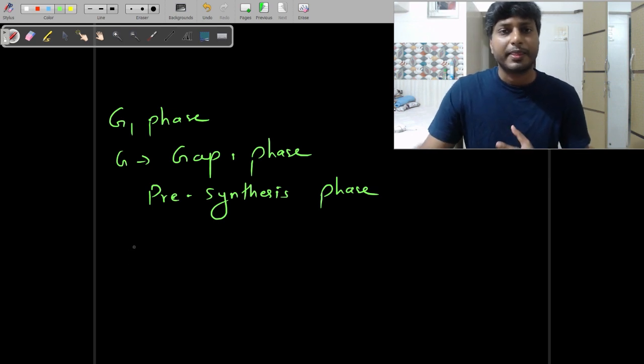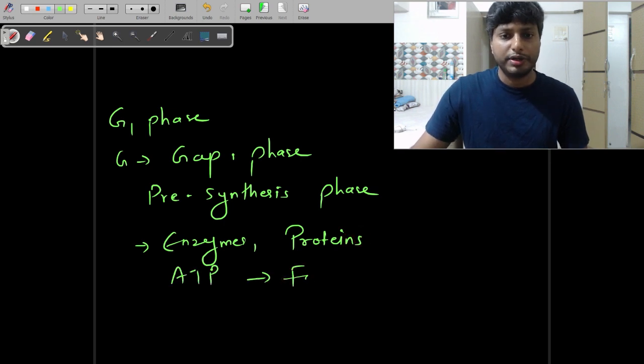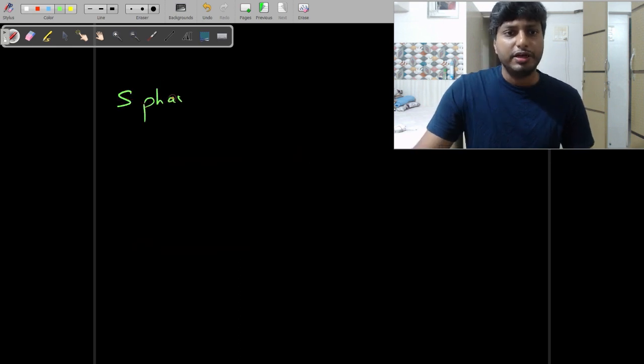So that's why, dear students, in this particular phase, as we said, different types of enzymes, proteins, and energy in the form of ATP are going to be formed. There will be the synthesis of RNA. As we all know, RNA is formed from DNA, and RNA is important for the formation of proteins. So that's why RNA is also going to get formed in the G1 phase. Now the S phase, dear students, stands for synthesis phase.